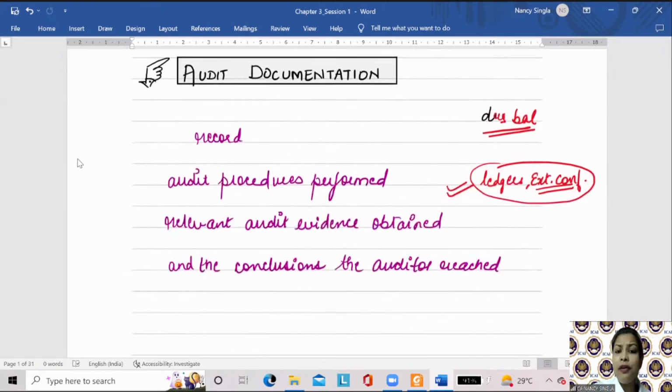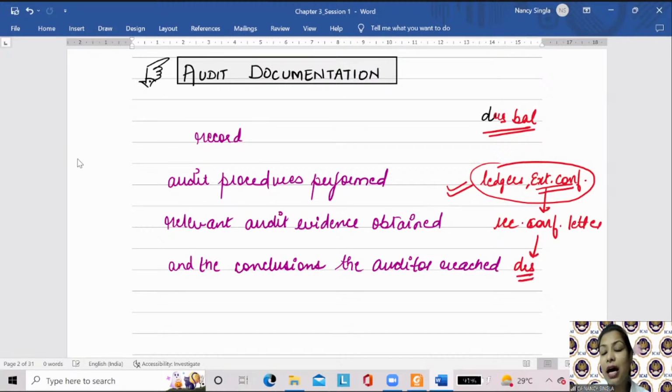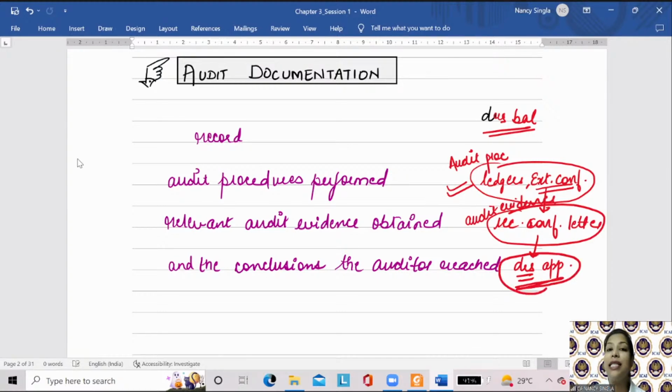Now, in response to this external confirmation, he receives the answer. He receives the confirmation letter from the debtor. Based on that, he concludes that the debtors' figures are reflected appropriately in the books of accounts. So these are the audit procedures that the auditor performed when checking the debtor balance. The confirmation letter that he received from the third party, or the various calculations he did with respect to provisions for bad and doubtful debts and other things, all that will become audit evidence. Based on the above, he concluded that the debtors are duly reflected in the books of accounts of his client. A record of all these things will become what?